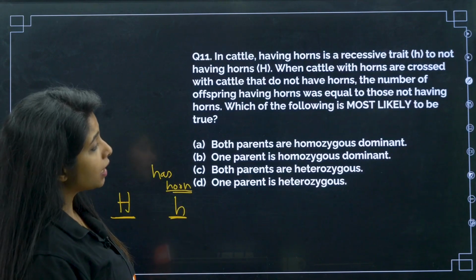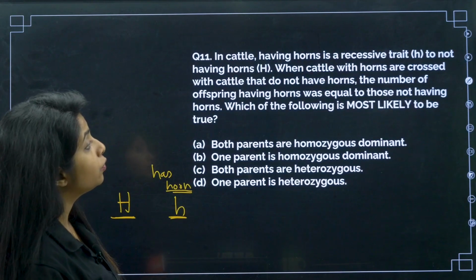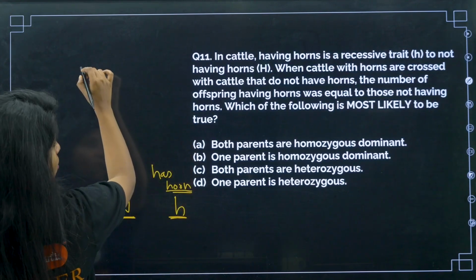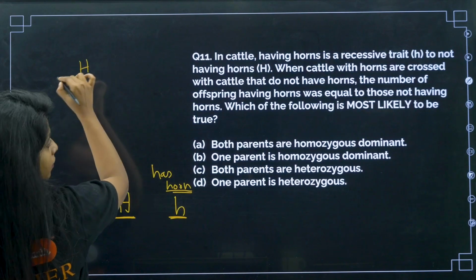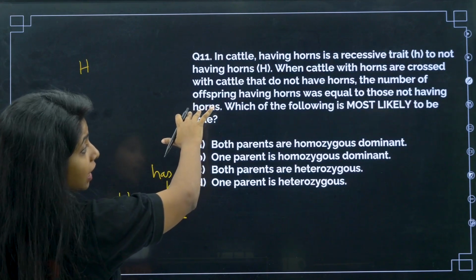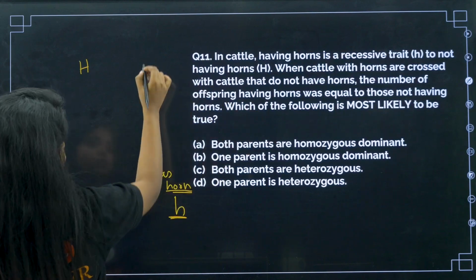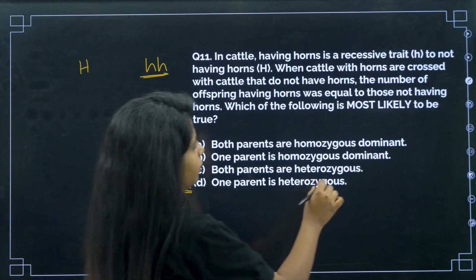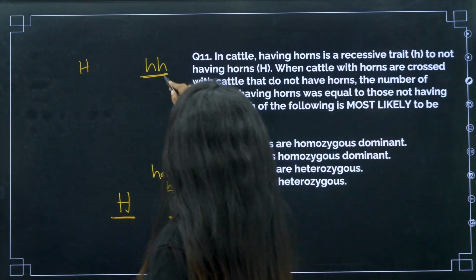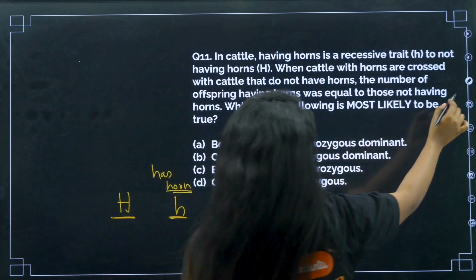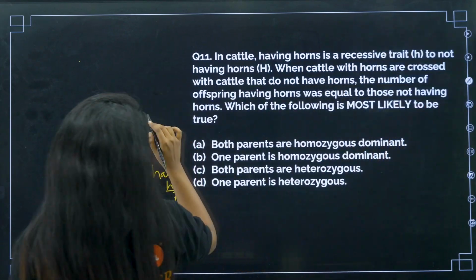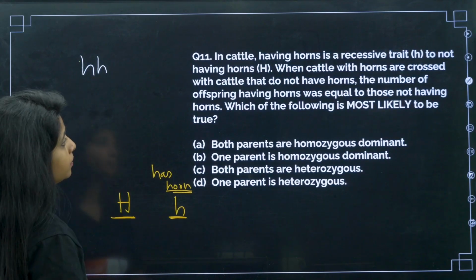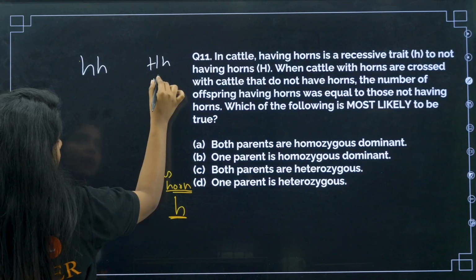Now, when cattle with horns are crossed with cattle that do not have horns. So to not have horns, you should be having the recessive condition. Having horn is a recessive character, right? So the cattle that has horn will be like this, and the cattle that does not have horn can be either like this or can be like this also.